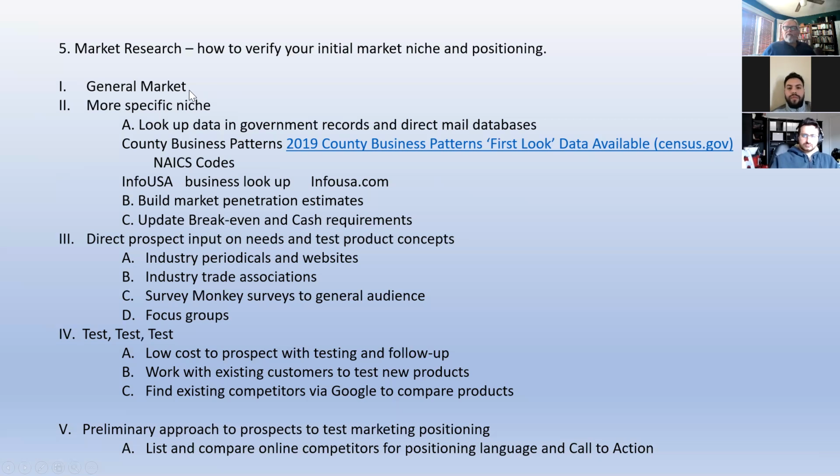So first of all, you take a look at the general market. You've identified that might be restaurants. And then you want to try and identify more specific niches. So you want to look up data in government records and in direct mail databases. So two ways that I like to do that. The first one is to look at county business patterns.